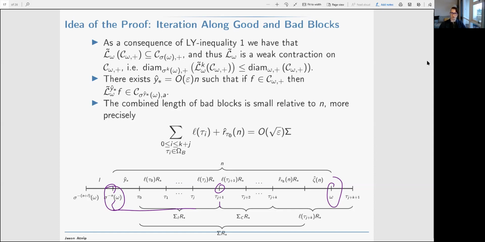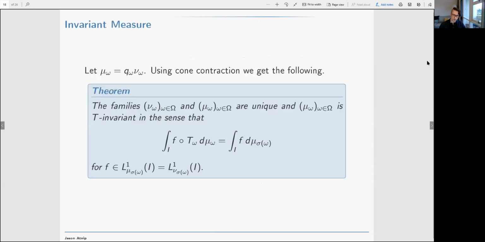Along this first bit, we at most get weak contraction. Then along this last bit, this sigma c times r star, is where we get contraction and our finite diameter. That's the picture to have in mind about what's happening when we push forward these cones. We end up with a Cauchy sequence that converges to this invariant density.